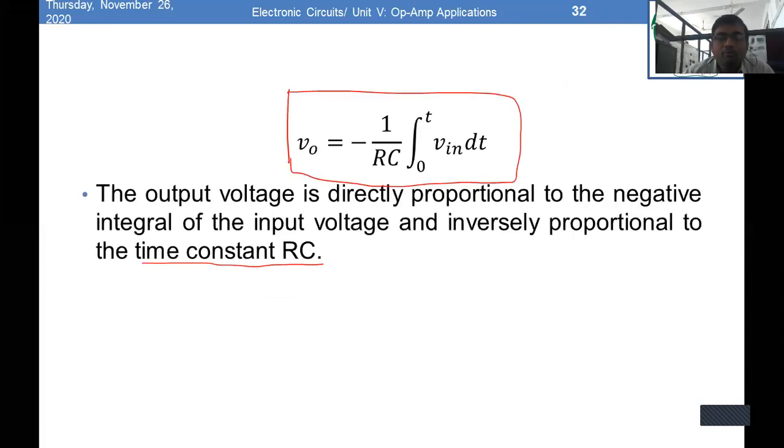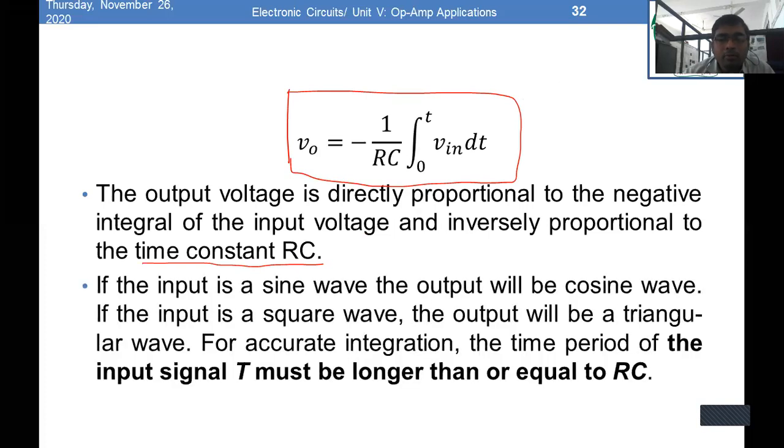Now you can see that our output voltage is the integration of the input voltage, so you can say that if the input is a sine wave, the output will be a cosine wave, because the integration of sine is cosine. If the input is a square wave, the output would be a triangular wave. So this is the effect of the integration. And for accurate integration, the time period of the input signal T must be larger than or equal to RC.